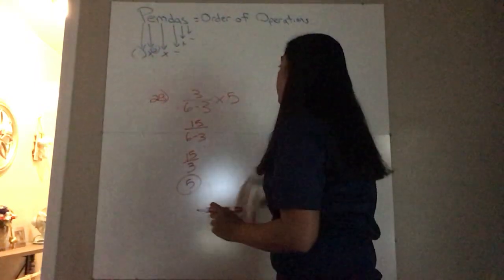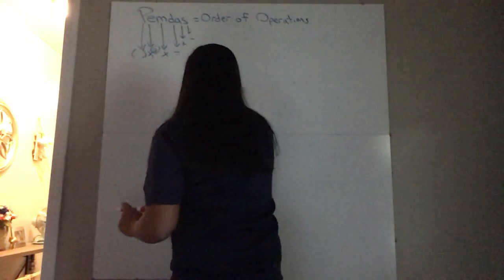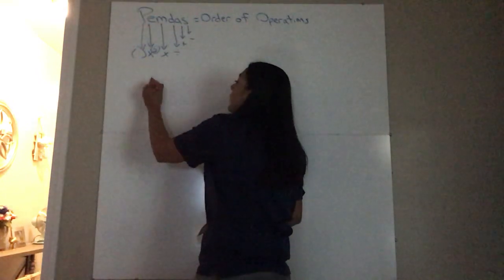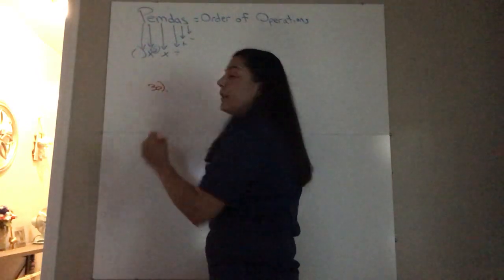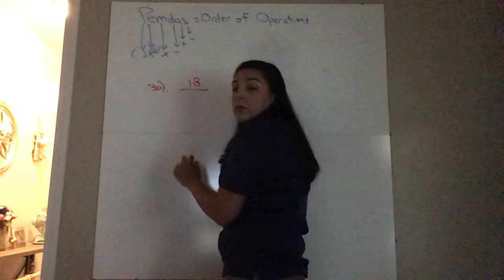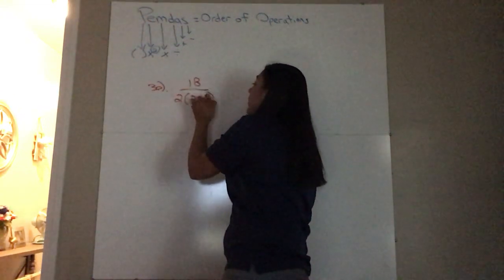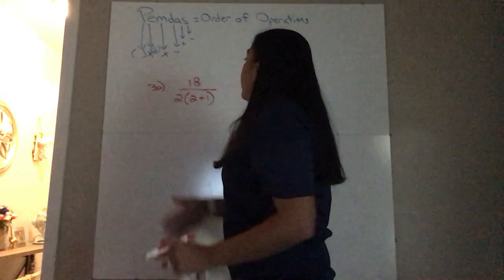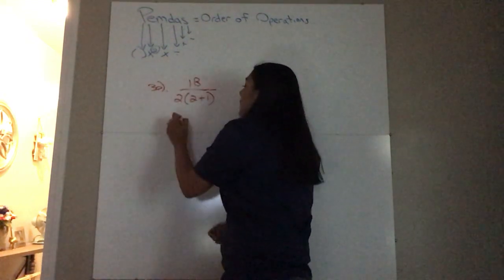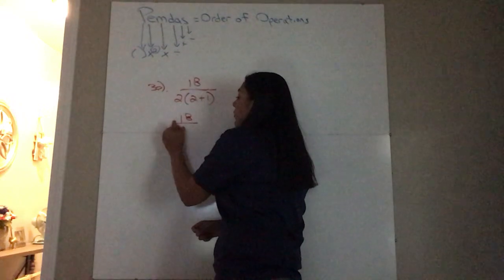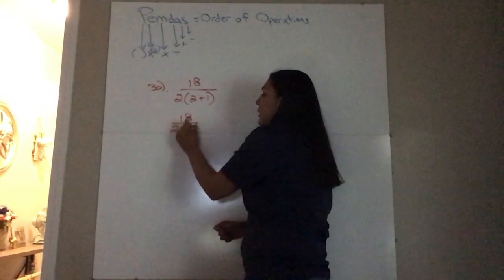And I'll do one more. 30. We got 18 over 2 parentheses 2 plus 1. Okay, do we have any parentheses? Yes. So it's going to be 18 over 2. 2 plus 1 is going to give me 3.